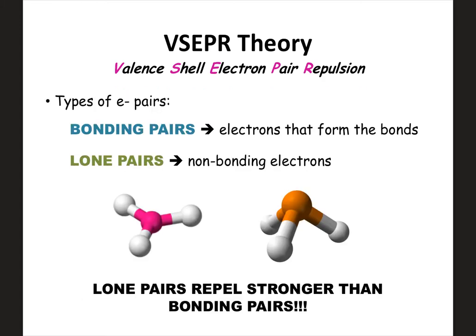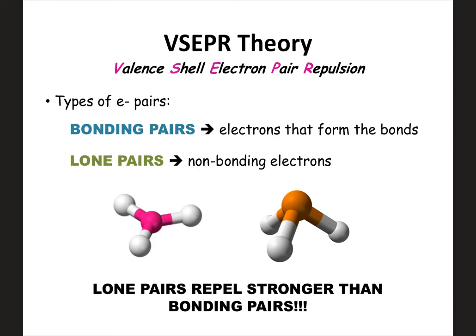So the difference here is between bonding pairs of electrons and lone pairs. Bonding pairs are the electrons that are literally shared between the atoms. When you're thinking of your dot structures, these would be the electrons that are in between the two atoms being shared. Those are bonding pairs. They form the bonds.